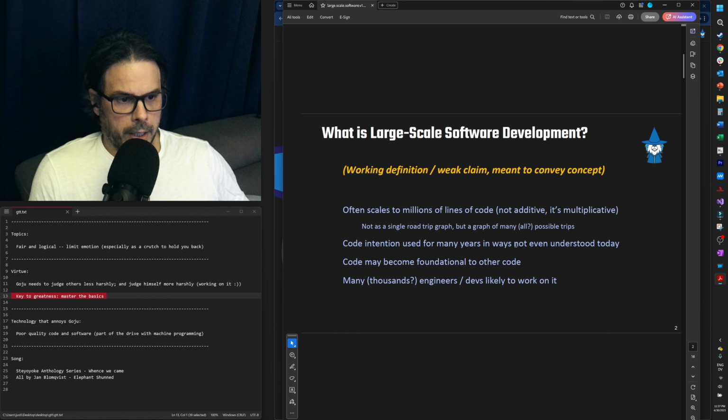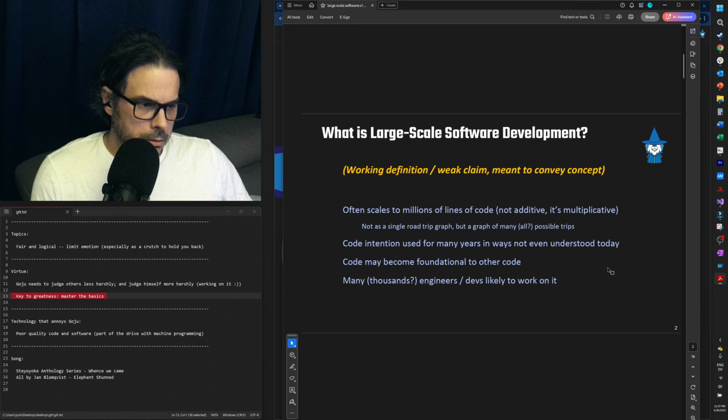Realizing that you are going to have things that people are going to use in ways that you can't even imagine right now. This is a pretty tall order. On top of that, the code that you're writing may become foundational to other code, and so on and so forth. And building it with that in mind from the get-go is likely going to save a lot of people a lot of heartache, including potentially yourself.